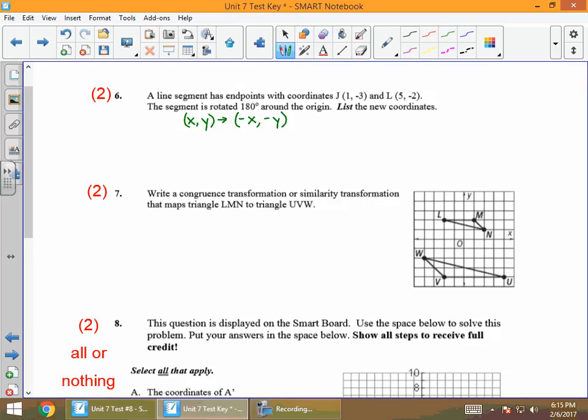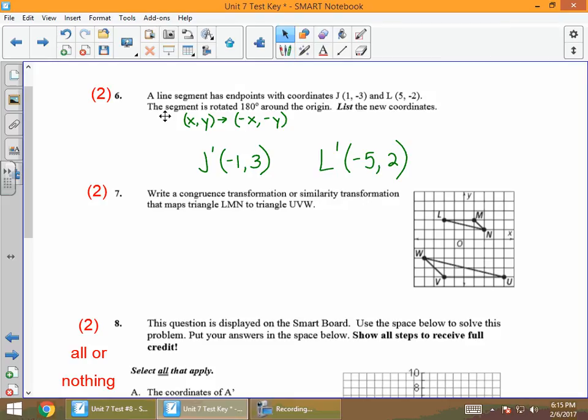So 2 points. You got a point for each new point. The new J would be the opposite of 1 is -1, and the opposite of -3 is +3. So that is worth 1 point if you had -1, 3. And the new L, the opposite of 5 is -5, the opposite of -2 is +2. So the new L is at -5, +2. Those are your 2 points for question number 6.